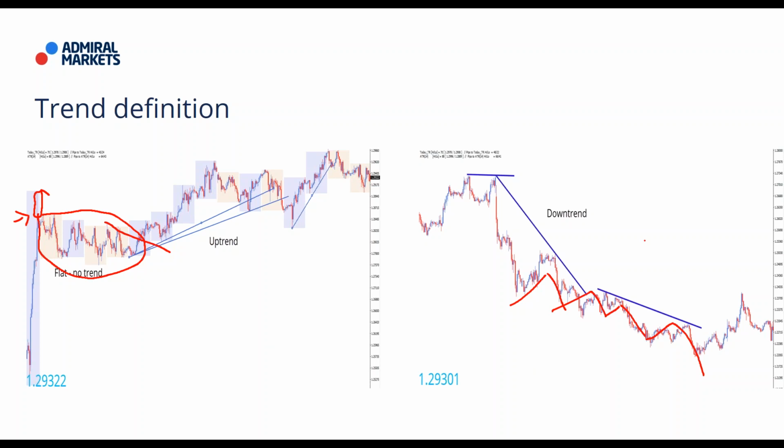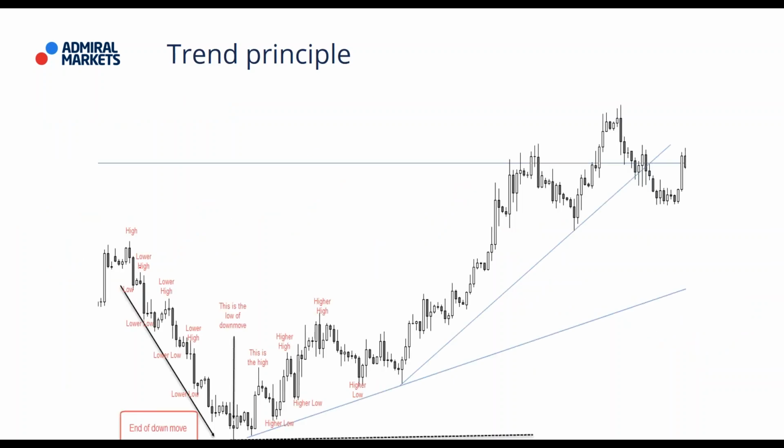So this is the trend principle. Lower high, lower low, lower high, lower low. Now, this is the low of the down move, because then the price obviously started to make higher lows and higher highs. This is the high, higher low. You see, when this trend line is broken, now we have an up move, up move, up move.